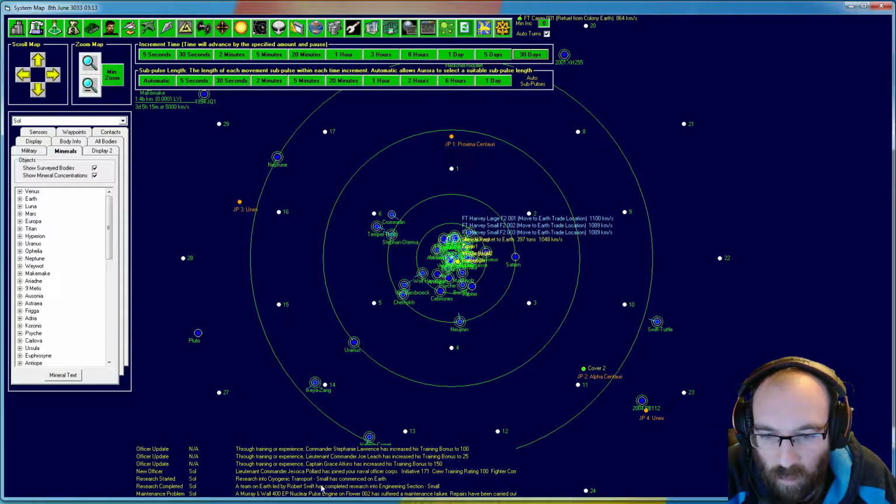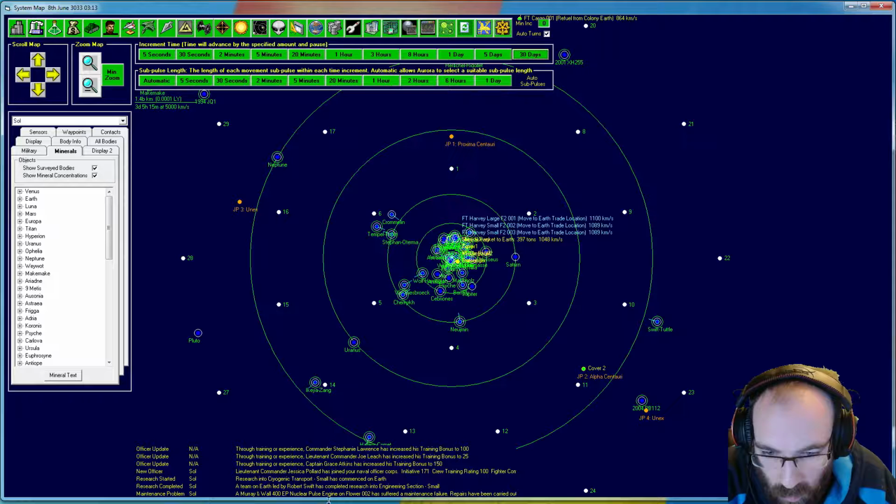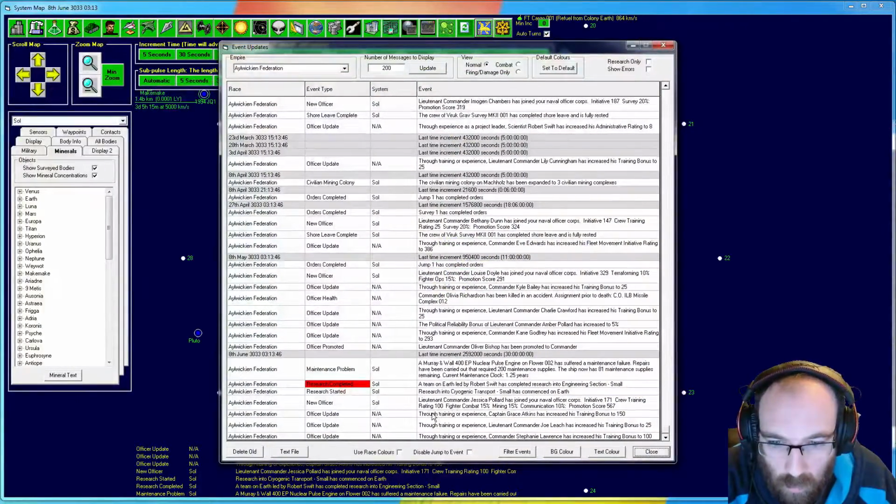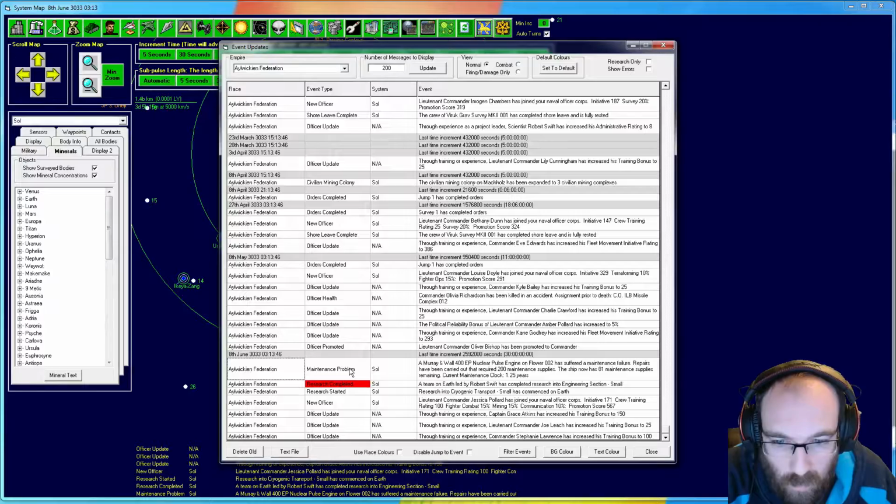Research into cryogenic transport has small has completed or commenced, sorry. Engineering section small has been completed. Nuclear pulse engine 2 has suffered a maintenance failure. Repairs have been carried out. Which one's this one? Maintenance problem. On the flower too. I'm just gonna have to check out.